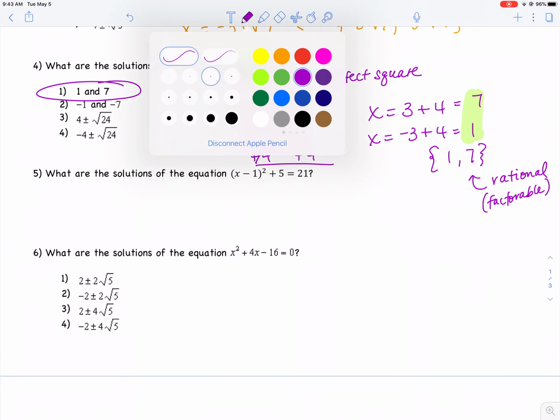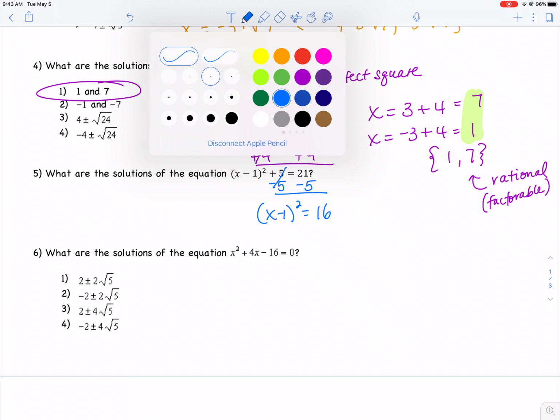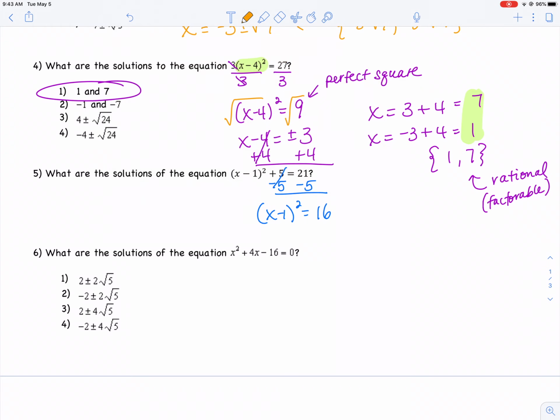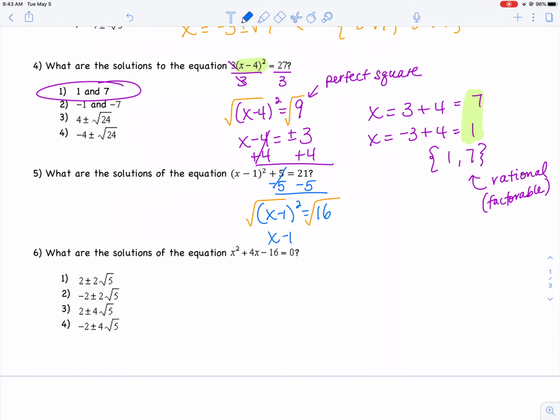Okay, in number 5, we're going to move this 5 over. So you have x minus 1 squared equals 16. So there's that perfect square again. When you now take the square root of both sides, I have x minus 1 equals plus or minus 4.